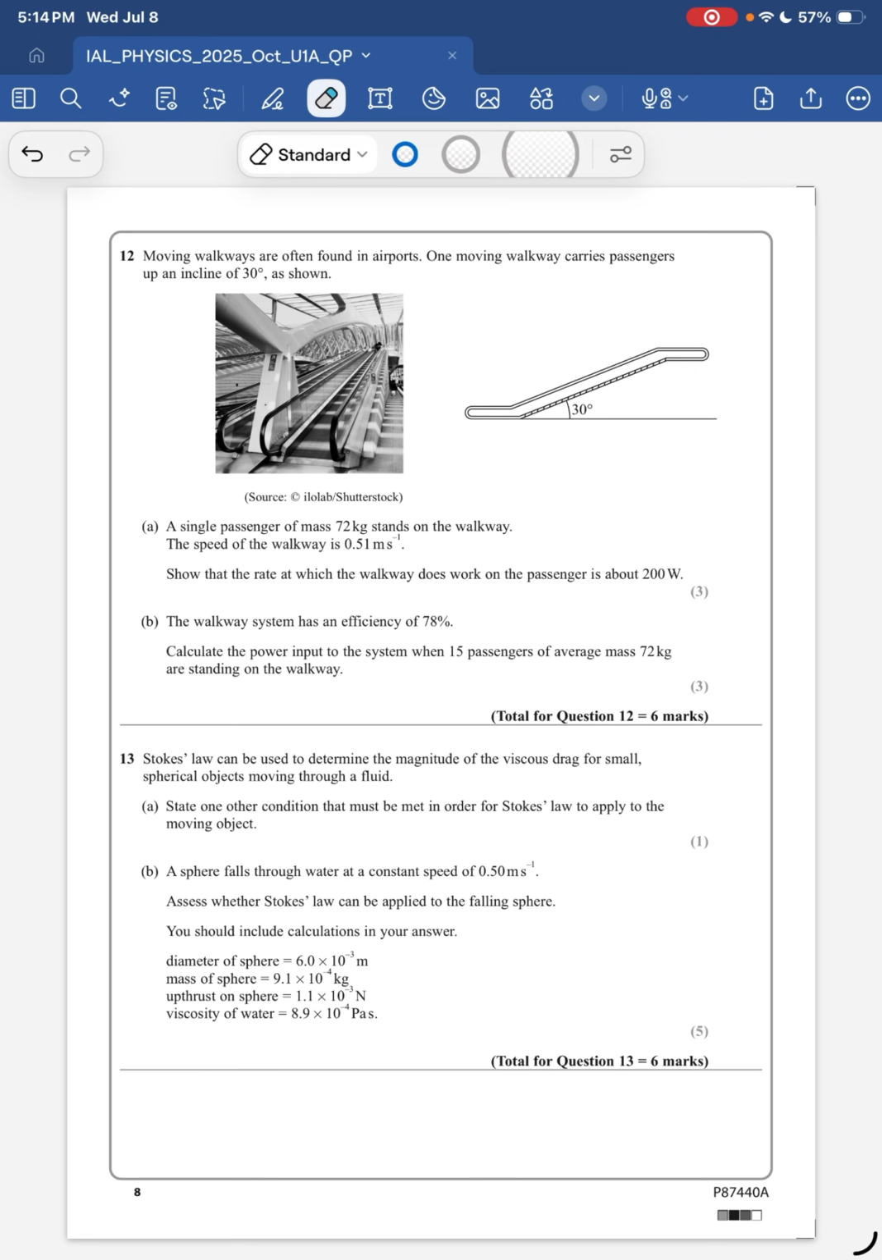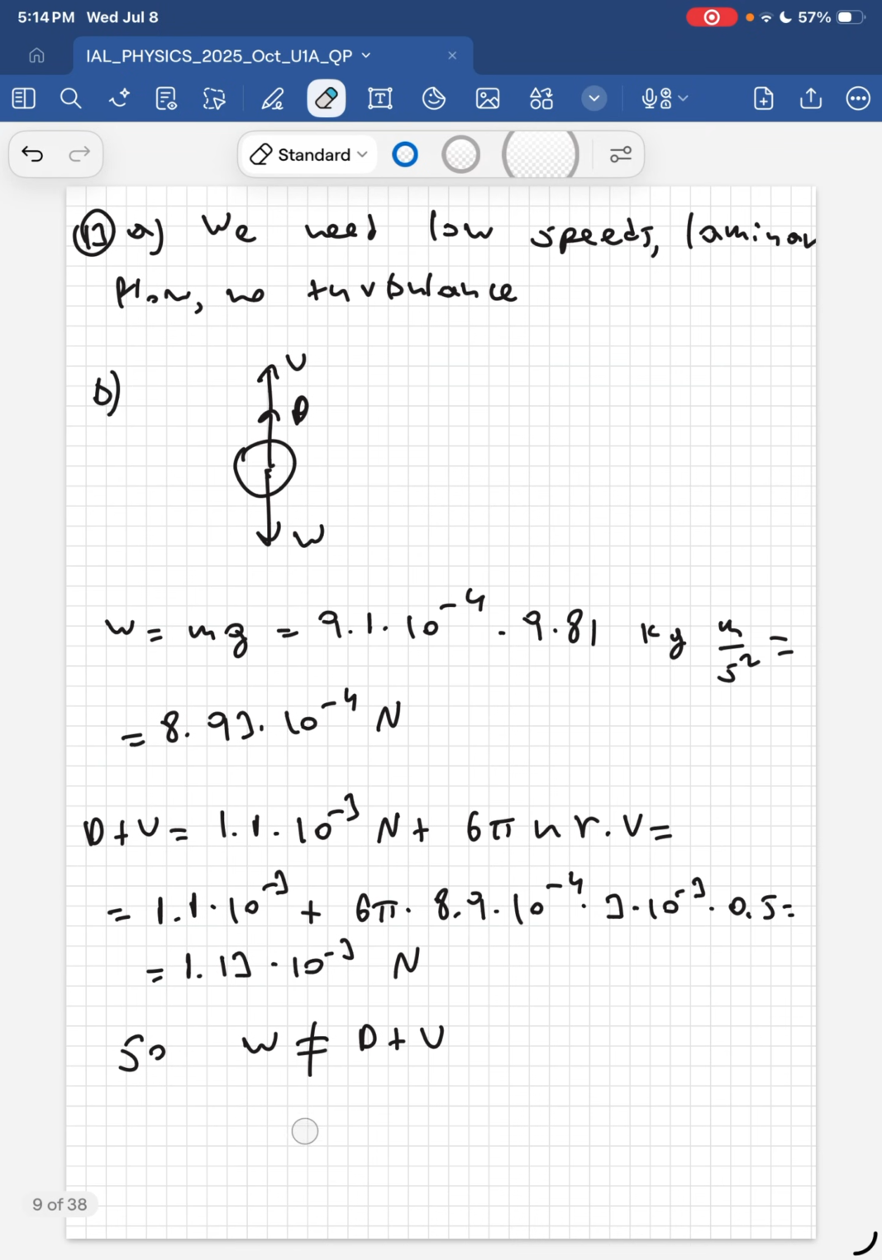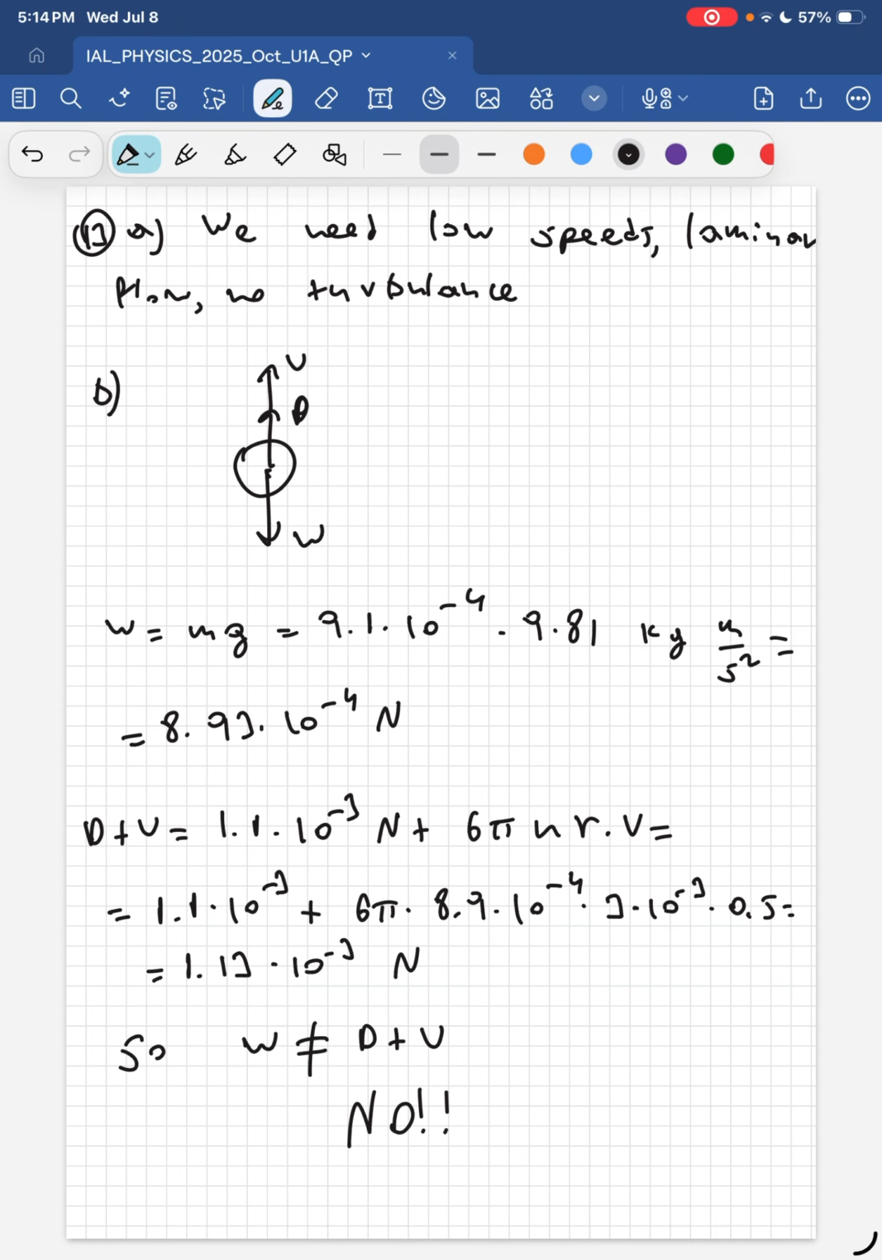So what does the statement say? Assess whether Stokes' law can be applied to the falling sphere. So no is the answer, okay? Okay, so this was question 13. Let's move on to the next question.